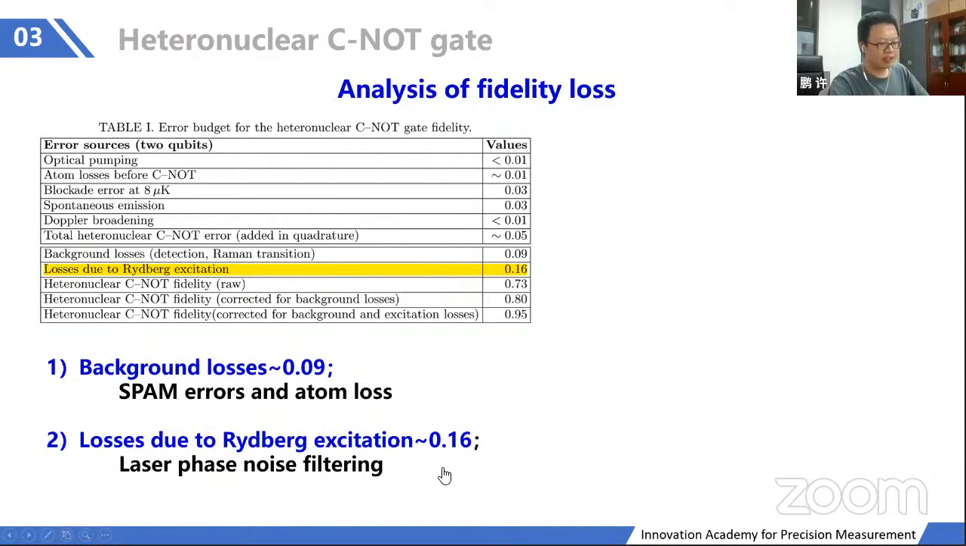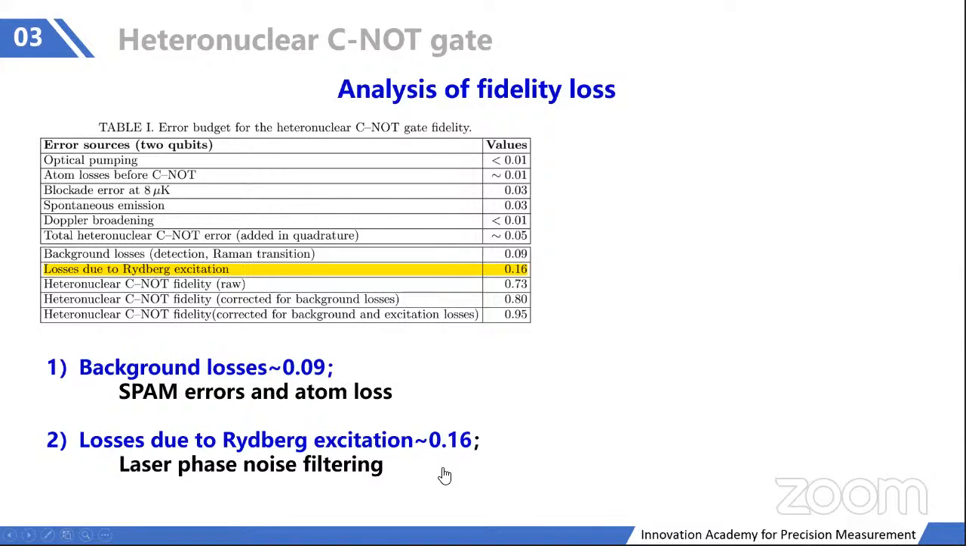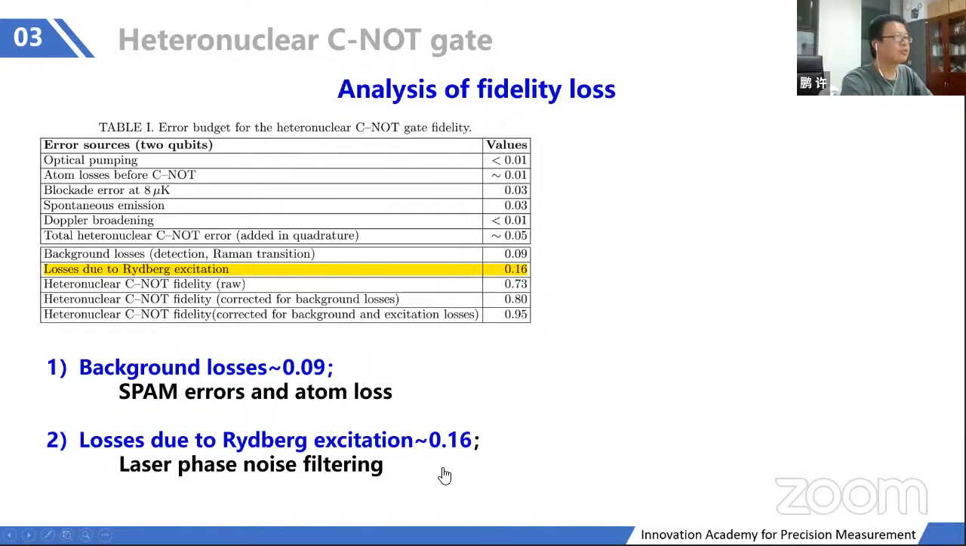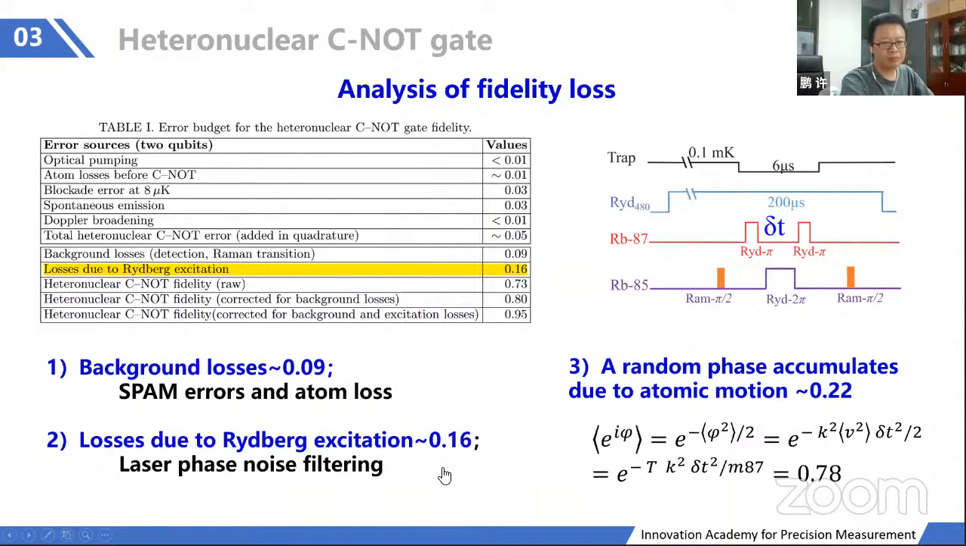So we are not satisfied with all this readout, although it is published in 2017. So in the later stage, we have made great effort to improve this fidelity, because our target for the CNOT gate is 0.99. So we analyze the fidelity loss for our system.